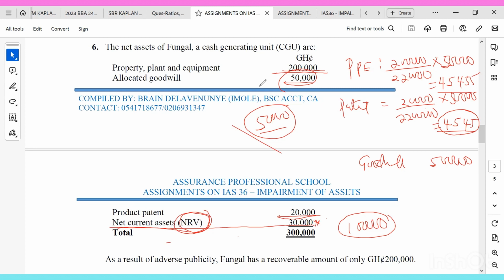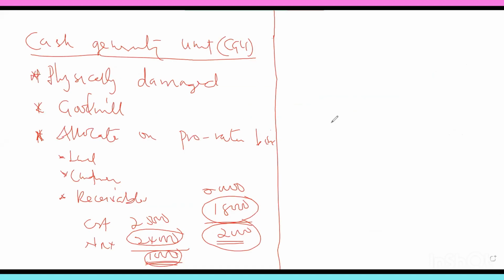All right. Let's look at what we call the reversal of impairment loss. So let's look at the reversal of impairment. We all agreed that an impairment test is carried out if there is what? A condition, or an indicator of likely impairment on that particular asset. So we are carrying out the impairment test on an asset because of a condition that is telling us that this asset is likely to be impaired.